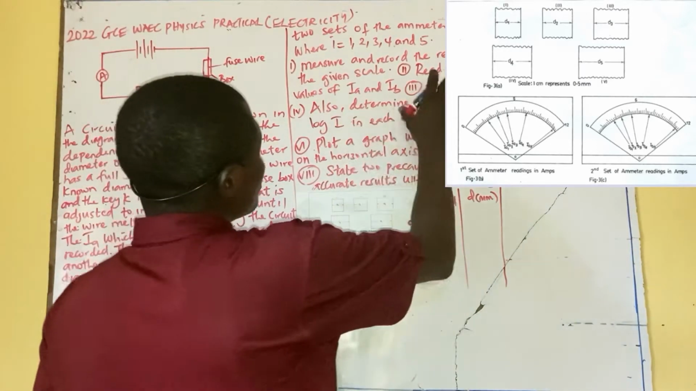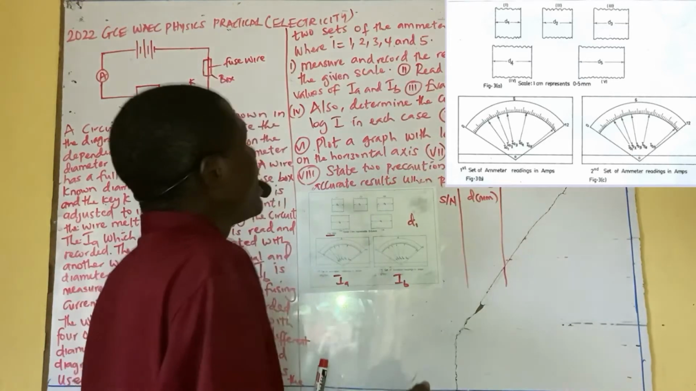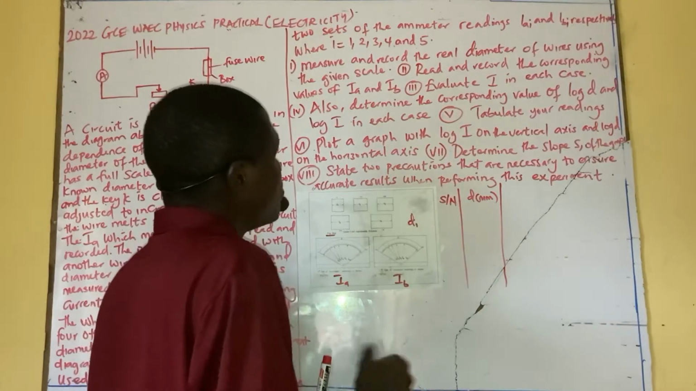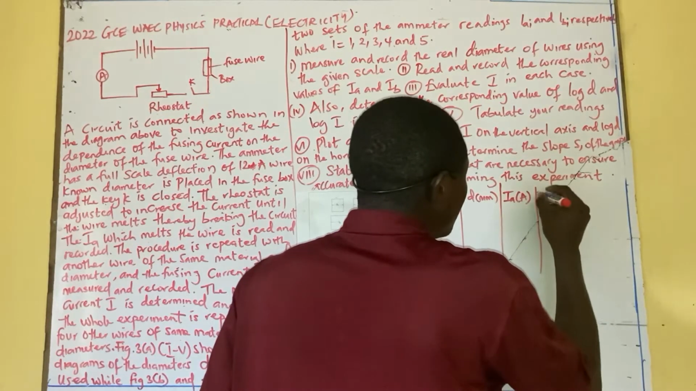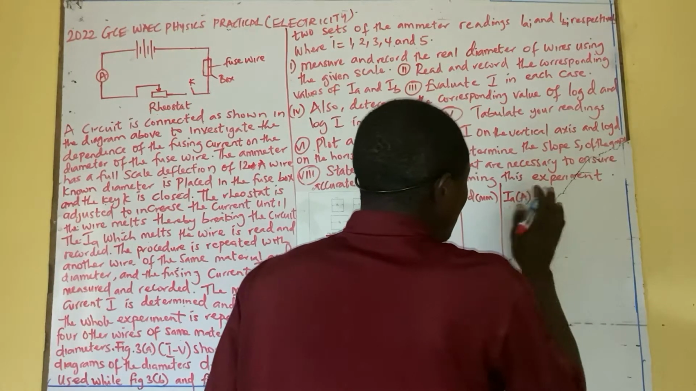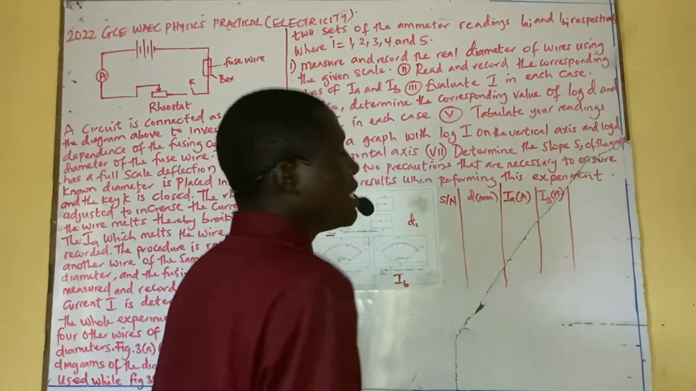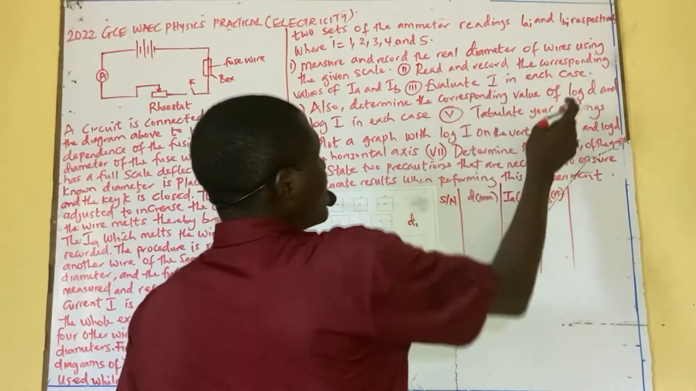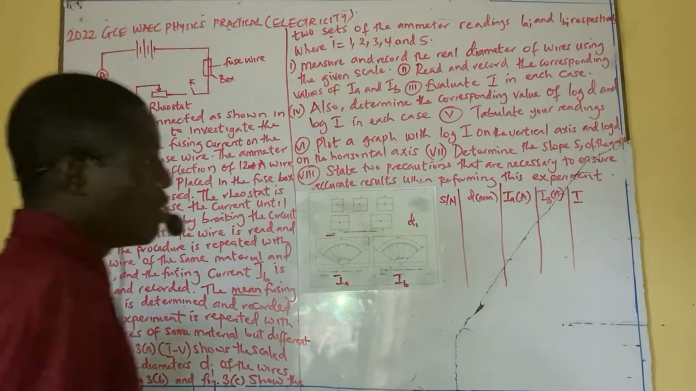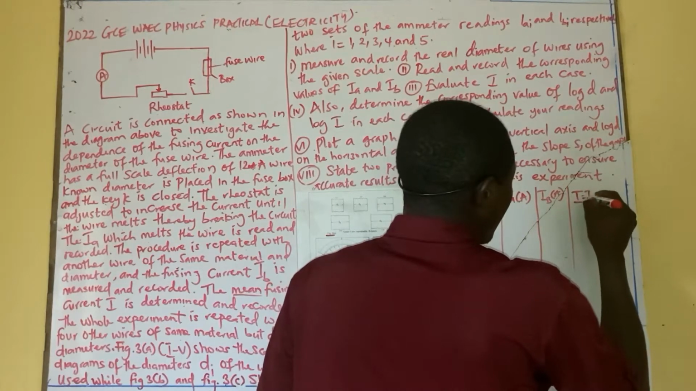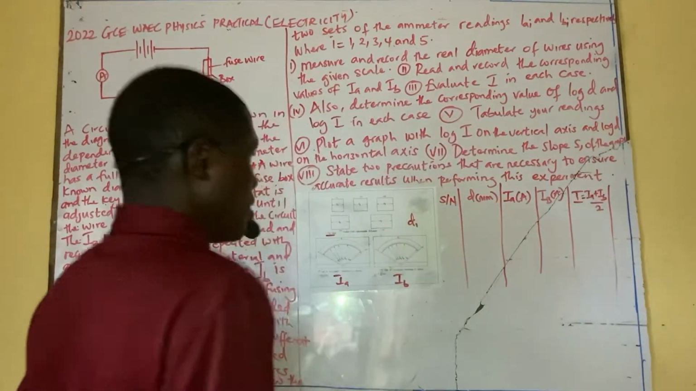Then what are we asked to do before we even start taking our measurements? Read and record the corresponding IA and the corresponding IB. So the IA is in ampere, and the IB is also in ampere. What else again? Calculate the mean. Calculate the value of I in each case, which is the mean fusing current I. So it's going to be IA plus IB divided by 2 in each case. Then what else are we asked to do again?